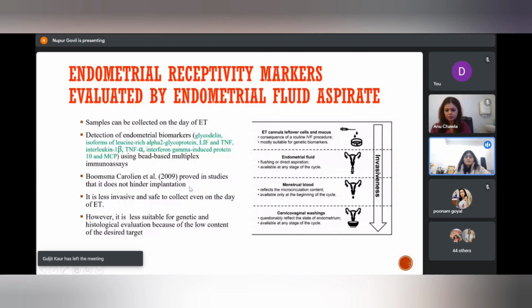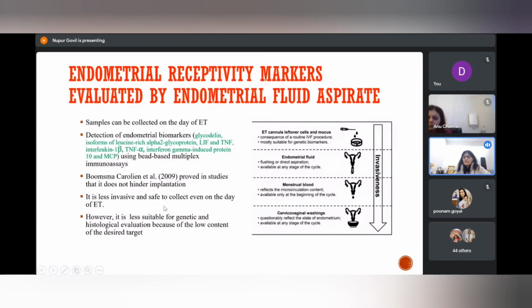And Boomsma Caroline in 2009 studied whether it was safe to collect the fluid on the day of ET, and she found that it does not hinder implantation. It can be safely collected, but the major limitation of this test is that the amount of material we get is very low to detect the desired target.